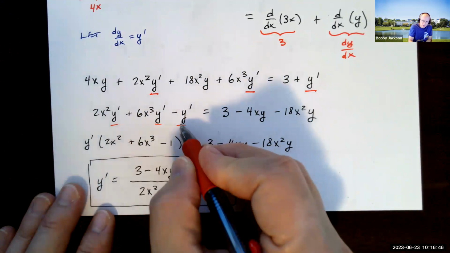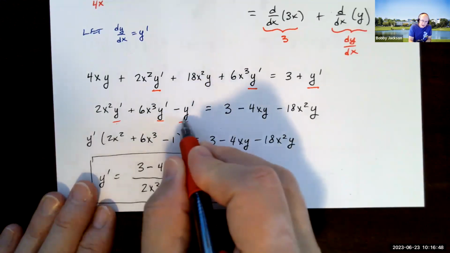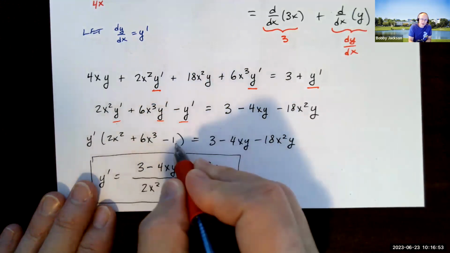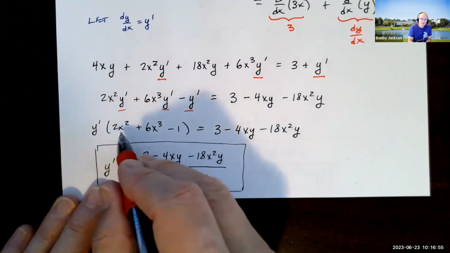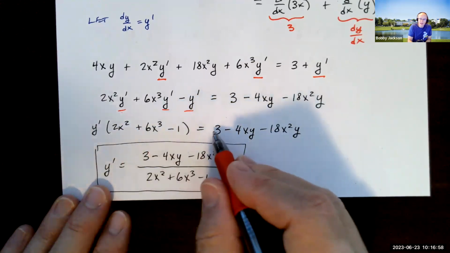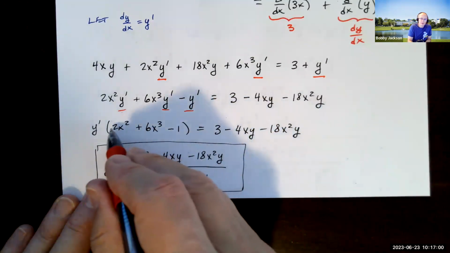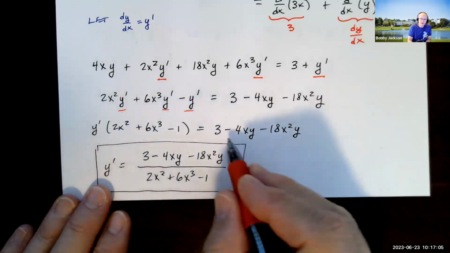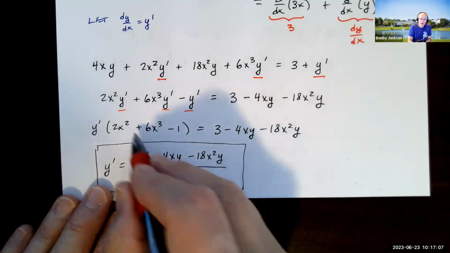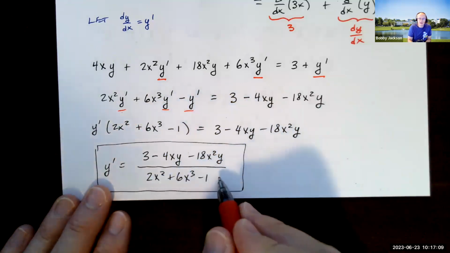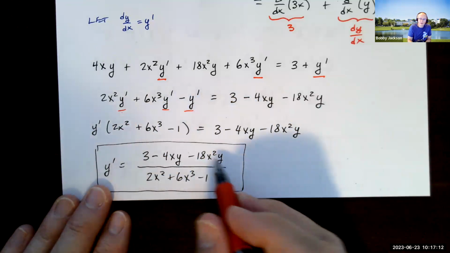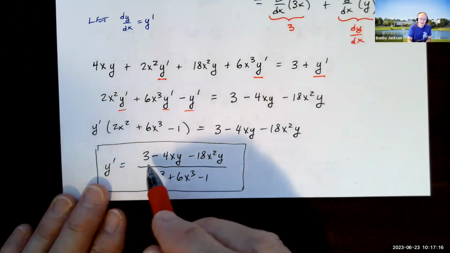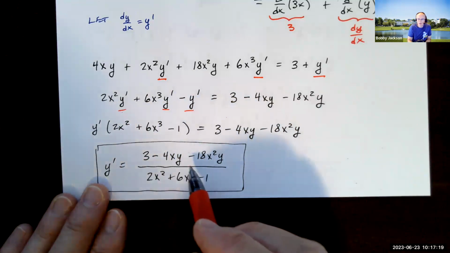Now, what can I do? Well, they all have this common factor of y prime. I can factor it out, right? When I do that, I'm left with 2x squared plus 6x squared minus 1. And y prime times all of this equals this. So to solve for y prime, I just divide by this stuff in the parentheses. So I've got all this stuff here in the numerator, all this stuff here in the denominator. Okay. If I can simplify, I can. And notice, real important, our derivative is in terms of x and y.